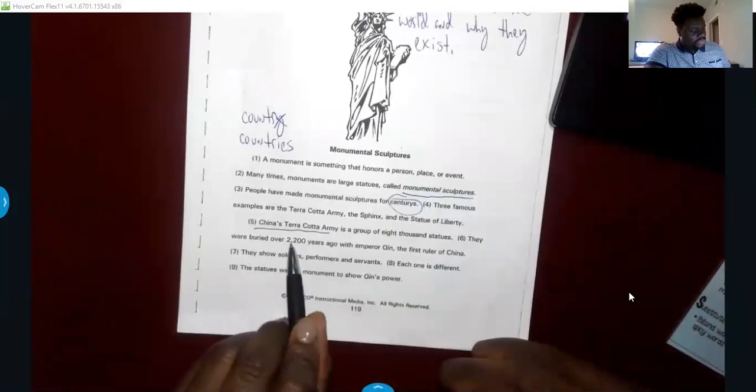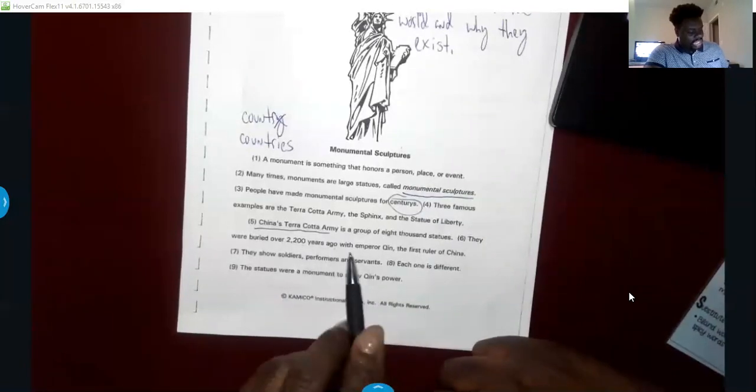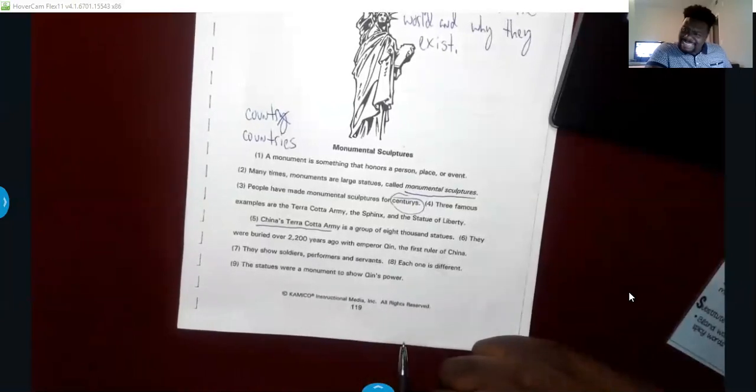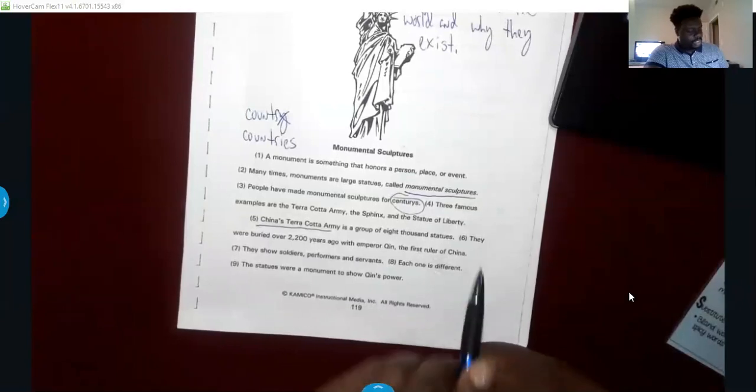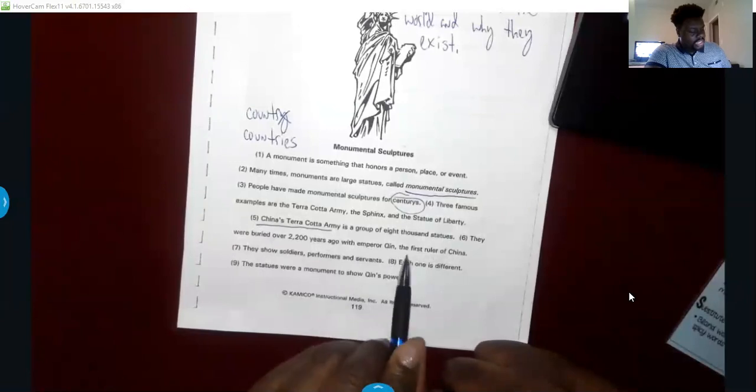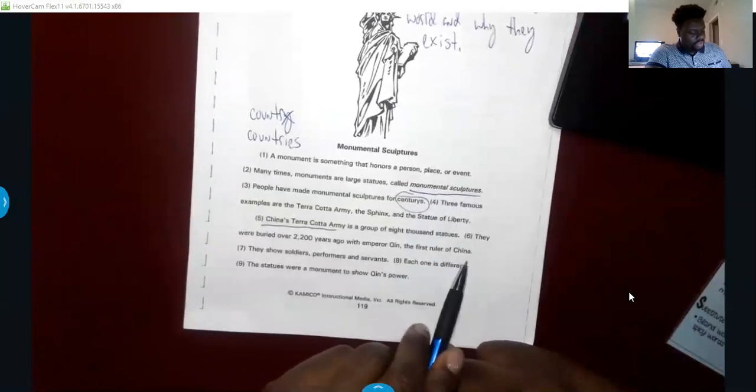They were buried over 2,200 years ago with Emperor Qi, the first ruler of China. I think I'm saying his name correctly. I don't speak Chinese, but I think that's right. We're going to go with Emperor Qi. They were buried over 2,200 years ago with Emperor Qi, the first ruler of China.